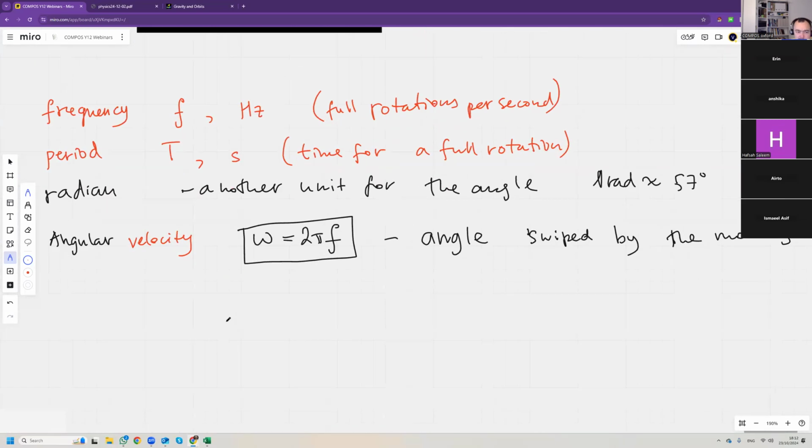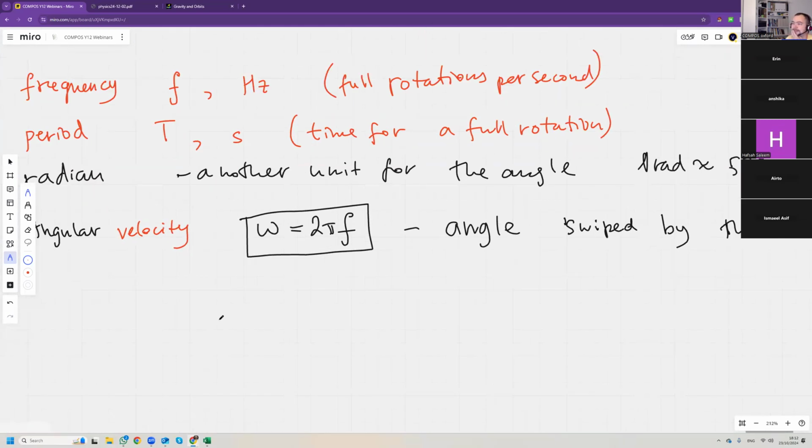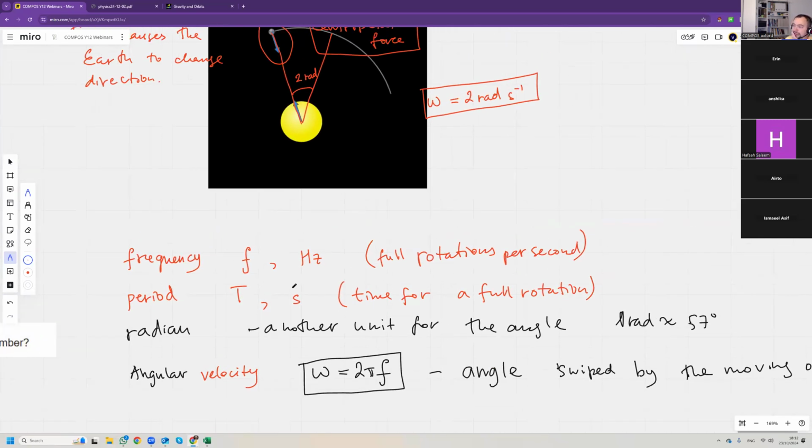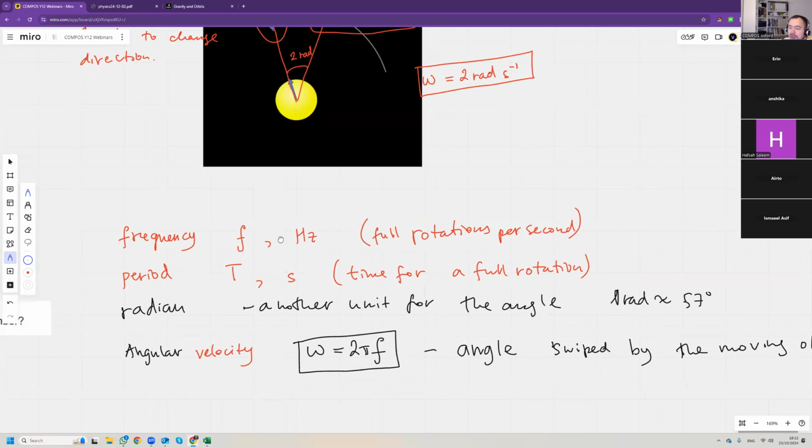Does the angular velocity make sense to you on a scale of 0 to 10, please? 10, it makes perfect sense, and 1 doesn't make any sense at all.